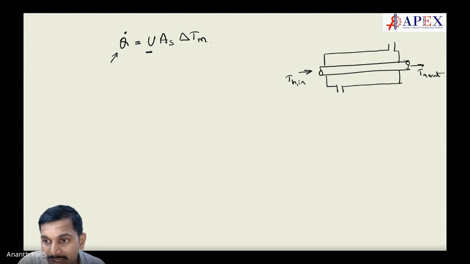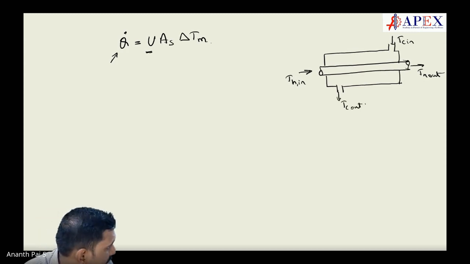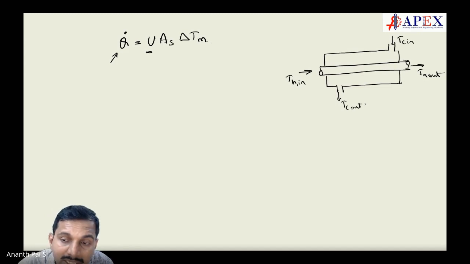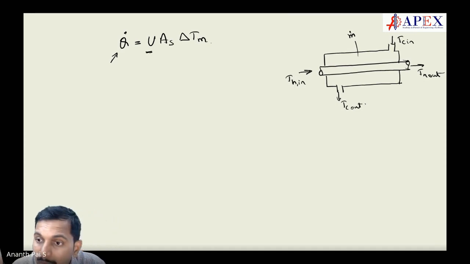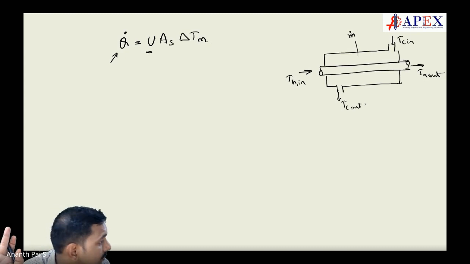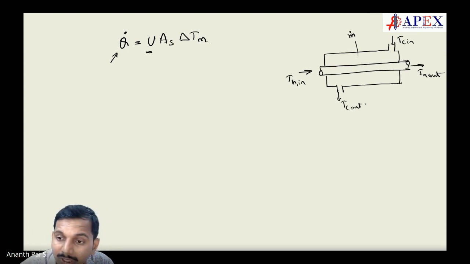How long it should be depends upon the T cold in and T cold out. We have to decide T_C in and T_C out. Also, depending on m dot, if m dot changes, my T_H in, T_H out, T_C in and T_C out change. So the variables are huge. What are the different things? U is dependent on what?